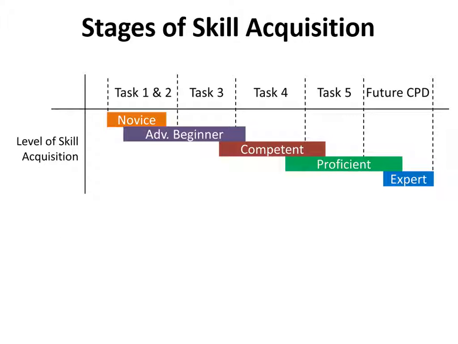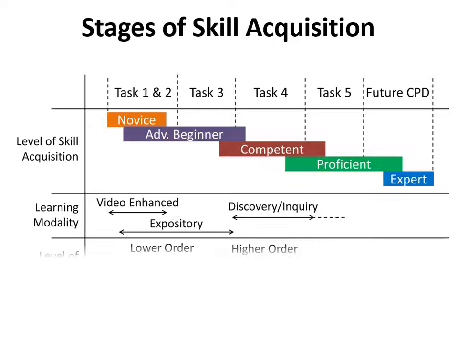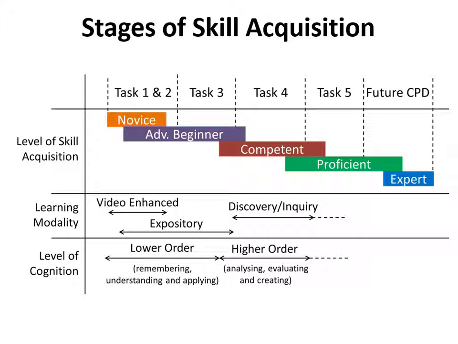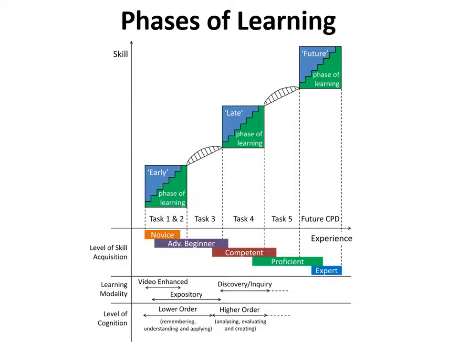So there was a definite link between these different stages of skill acquisition and the different tasks, and also a progressive mapping of the learning modalities and the levels of cognition as they went through the different tasks. That starts to build up a picture for us, and there were definite phases of learning.